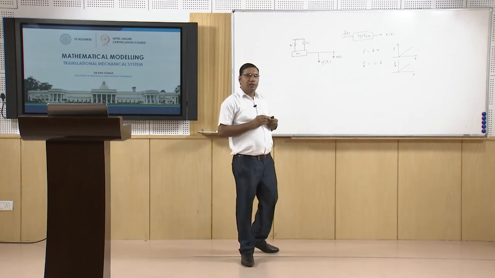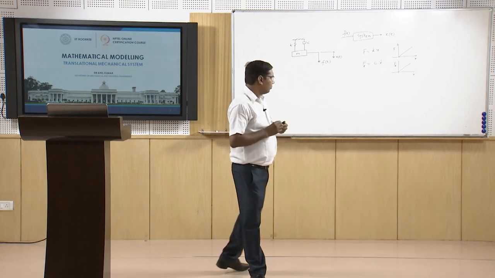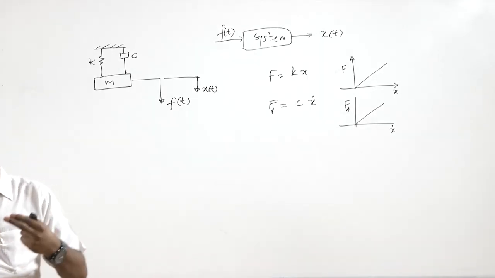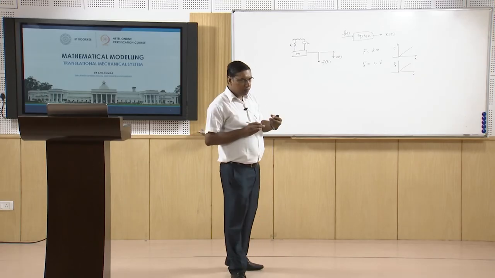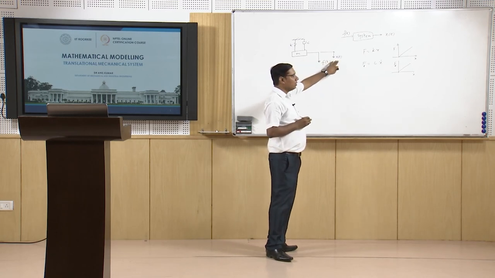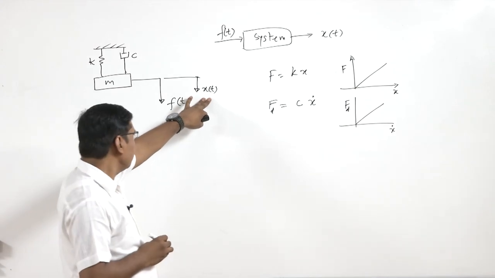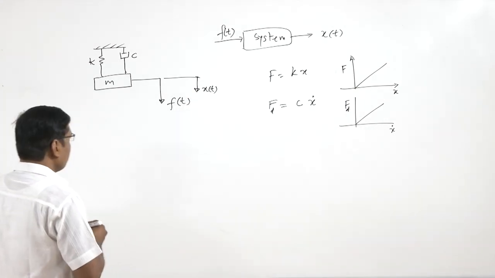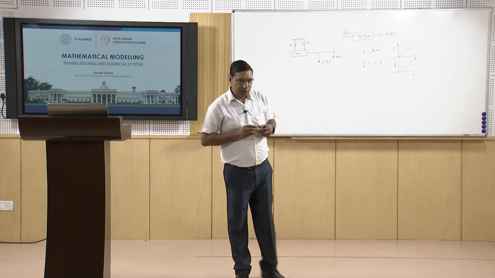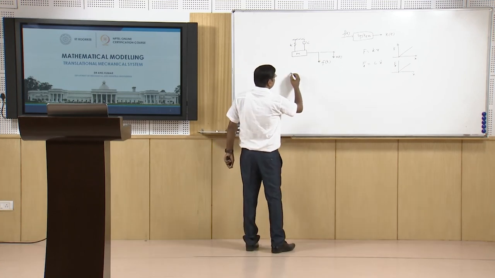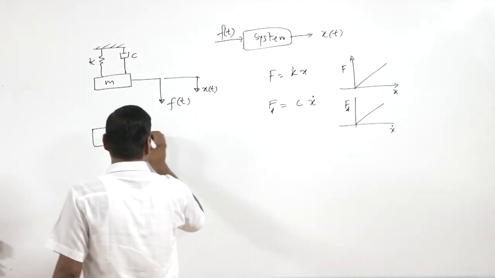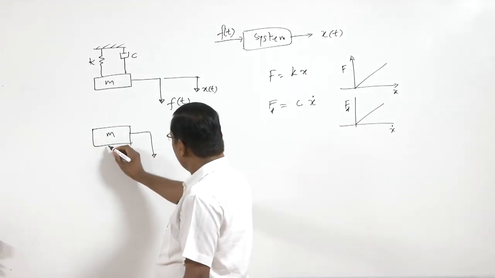Now first we have to find the differential equation of this system. When we apply a certain force to the system and the system is oscillating or in motion, let's say at time t the system has some displacement x(t). At this instant of time we make the free body diagram of the system. So this is the system, this is M, and here the force is F(t).